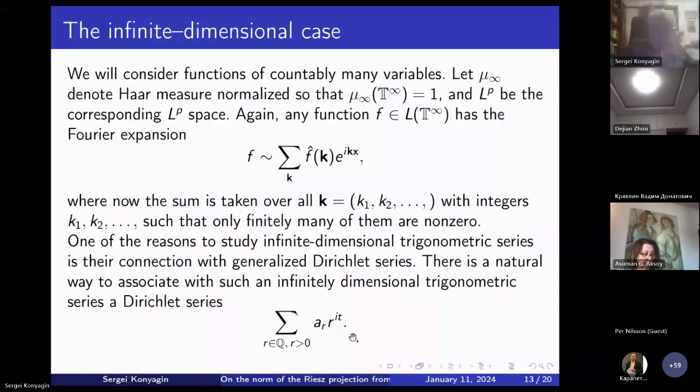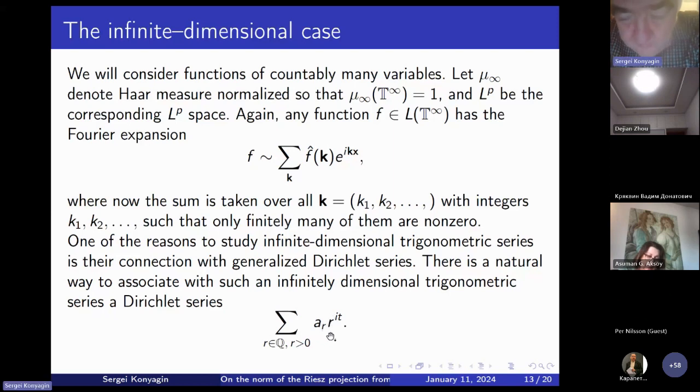And if the coefficients a_r are good, this series represents a function defined on the real line, and that is an almost periodic function, and we can define the L^p norm of such functions. And actually, such functions can be associated with infinite dimensional periodic functions.